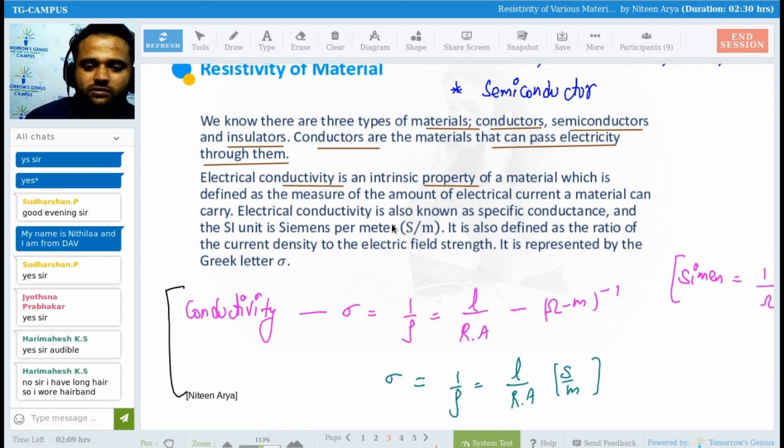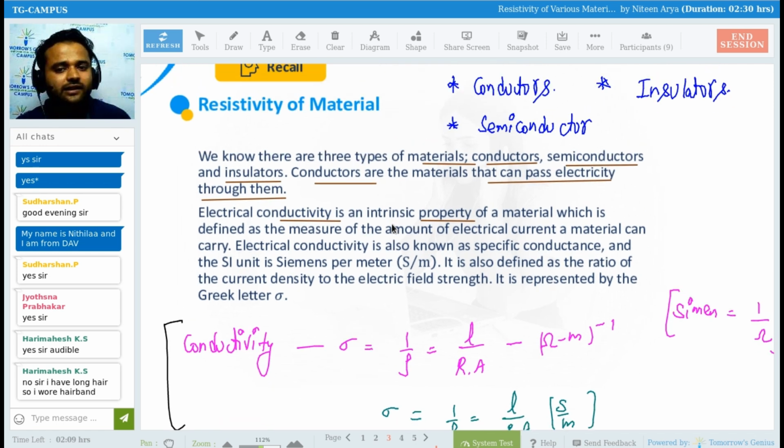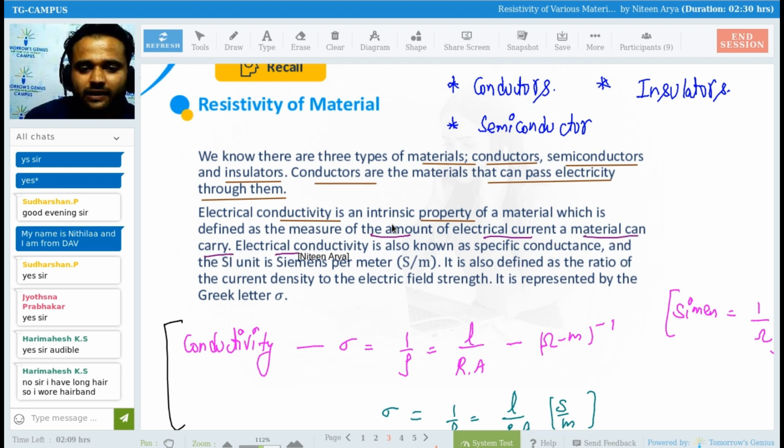So this is your data. Okay, so what is electrical conductivity? As we already defined on the previous page, it is an intrinsic property of a material which is the measure of the amount of electrical current a material can carry. Electrical conductivity is also known as specific conductance. Now what is specific conductance? As we know, resistivity is also known as specific resistance. So just the reverse of that, conductivity is also known as specific conductance, nothing more than that.